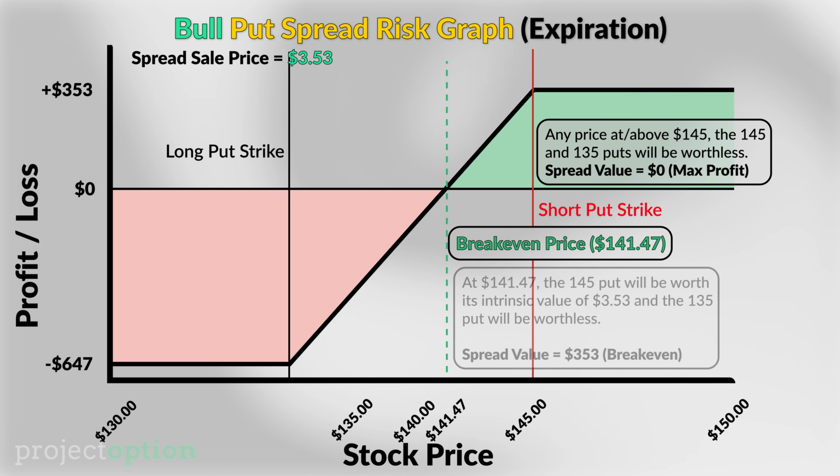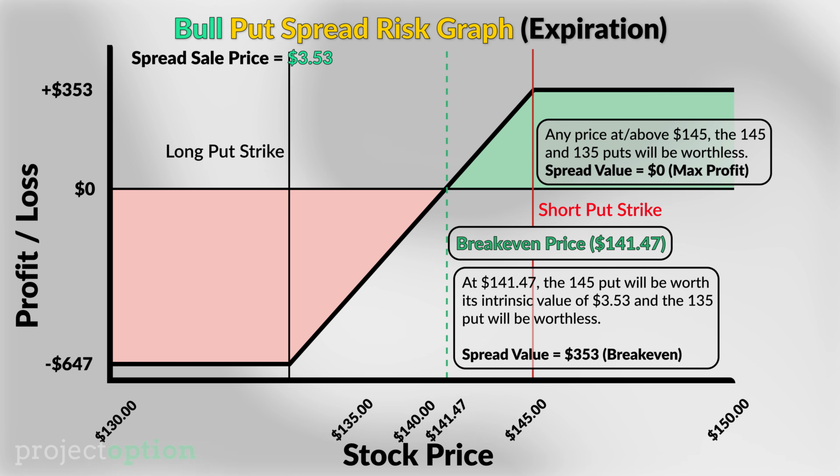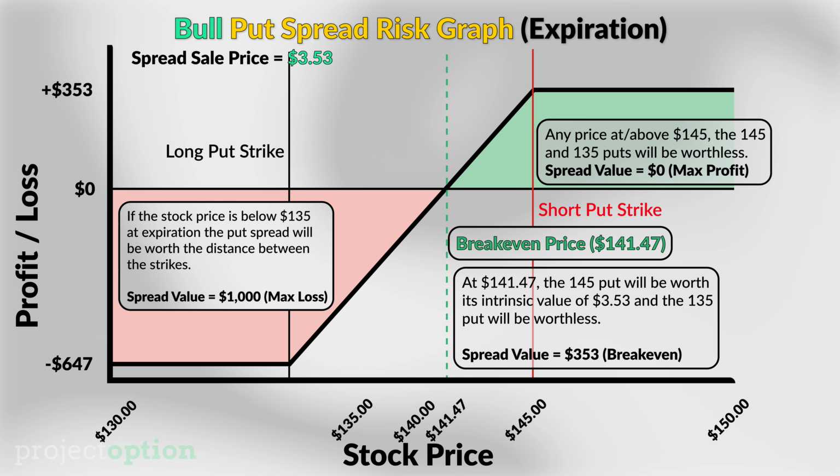The expiration break-even price of this position is $141.47, which means if the stock price is at $141.47 at expiration, the 145 put will be worth its intrinsic value of $3.53, and the 135 put will be worthless. And lastly, the maximum loss potential of this position is $647, which will occur if the stock price is below both put spread strike prices at expiration.